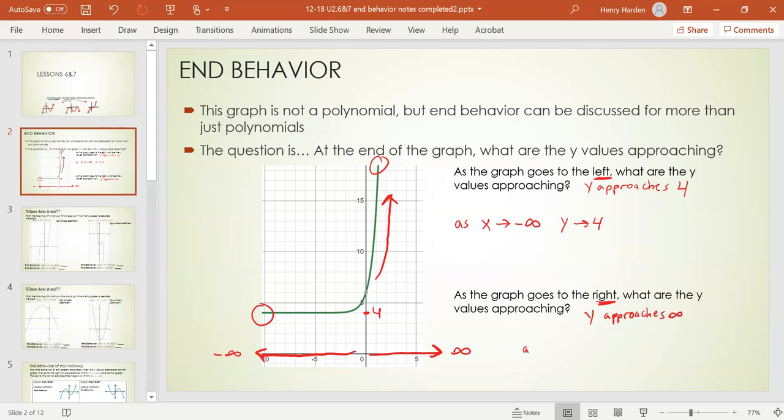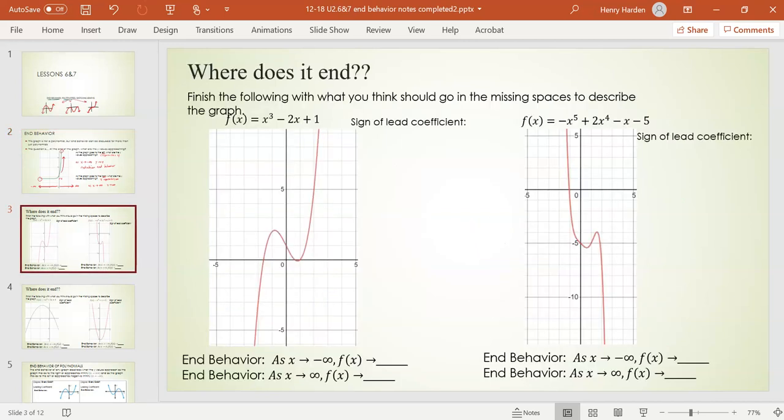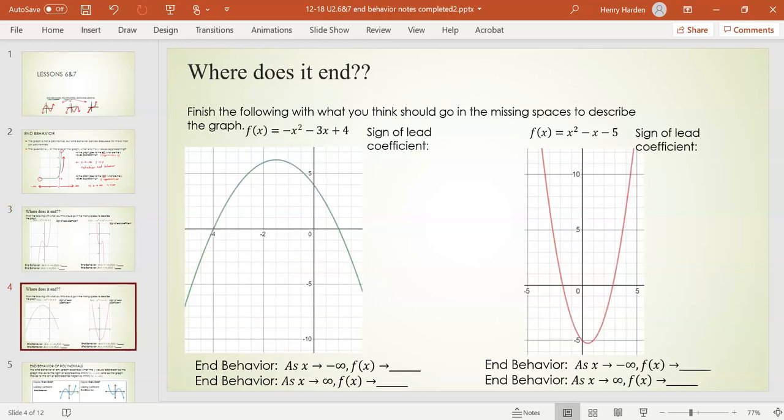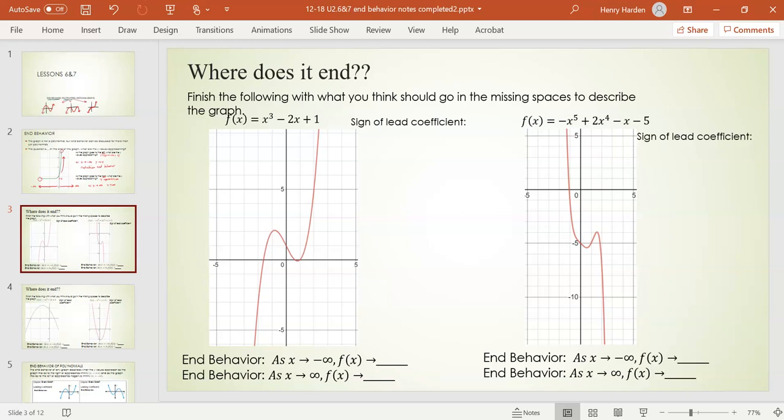So as x approaches positive infinity, so as we go to the right, y approaches positive infinity because it goes up. That's all that is. That is the notation for end behavior. Same thing down here. Okay, and then all we do is we put that together. Okay, so looking at these graphs, so what we're going to do is we're going to look at two sets of graphs and we're going to try to compare them with end behavior and stuff.